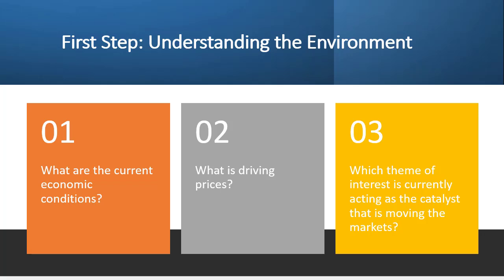Number two, what is the prevailing theme? So you will identify certain catalysts, certain economic conditions. But what is exactly driving price action? Is it monetary policy? Is it the central bank decisions? Is it the government? Is it some random geopolitical events? Is it the stock market? What is happening? What is affecting the emotions, the sentiment of traders? And number three, which theme of interest is currently acting as the main catalyst that is moving the markets?